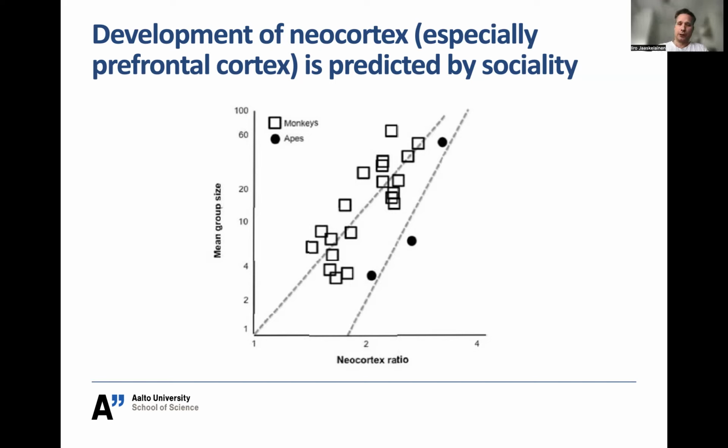This development is predicted by how many social relationships a given species has. So here with the squares, you can see monkeys, and you can see the neocortex ratio. The more neocortex, the larger the mean group size of these different species of monkeys and these different species of apes. So there's a very strong correlation. The larger the group size, the higher the neocortex ratio.